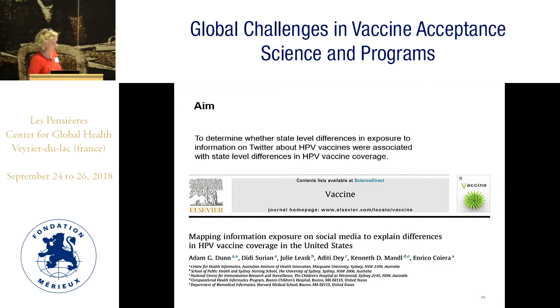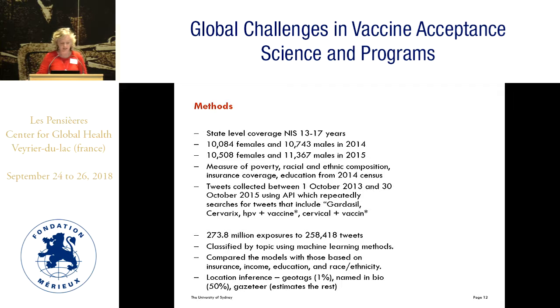Here I am talking about research that's been done by my colleagues largely on the US. So I feel like a few degrees of separation here, but we were aiming to do this. The way we did that was that we were looking at state level coverage based on NIS data for 13 to 17 year olds for both 2014 and 2015, with the numbers of adolescents you see there, both males and females. We were also looking at measures of poverty, racial and ethnic composition, insurance coverage and education from the census. And we also collected tweets in the period you see there using the terms that you see there.